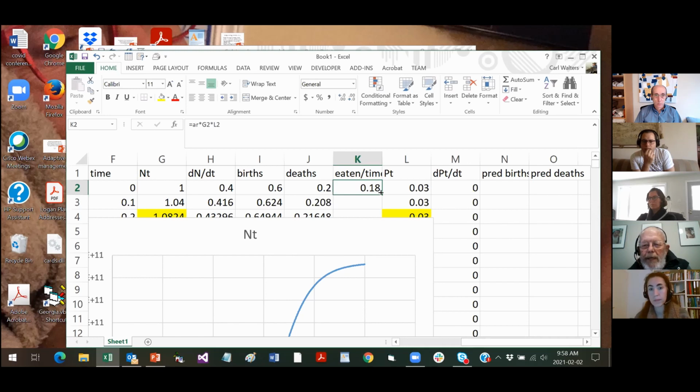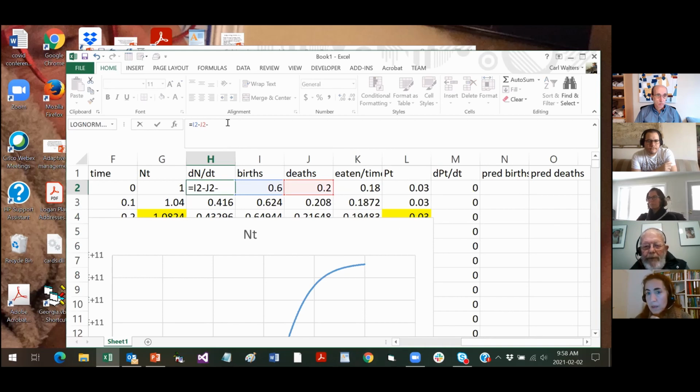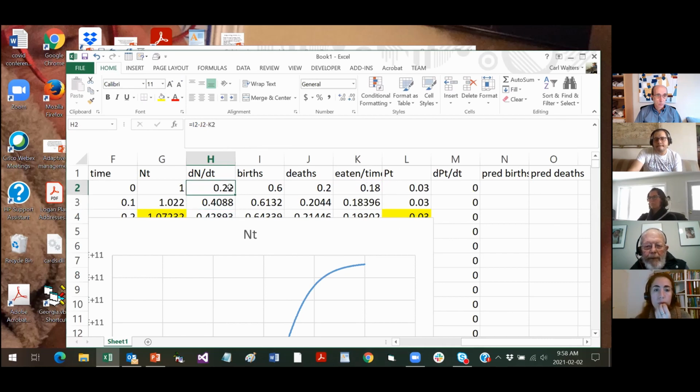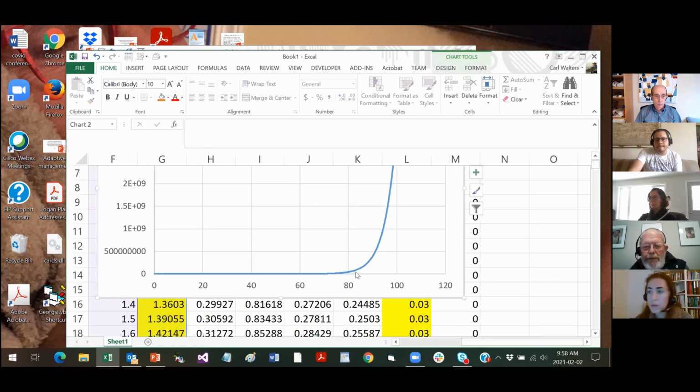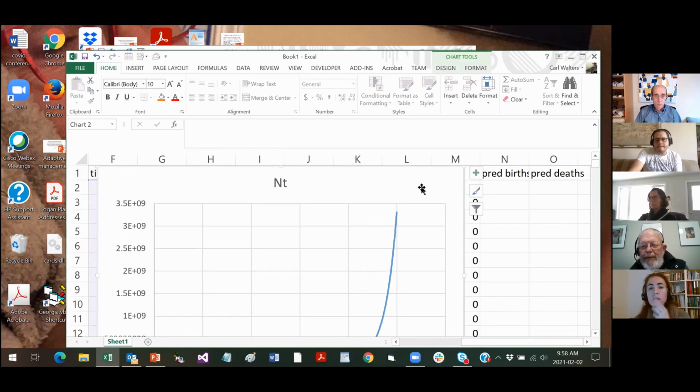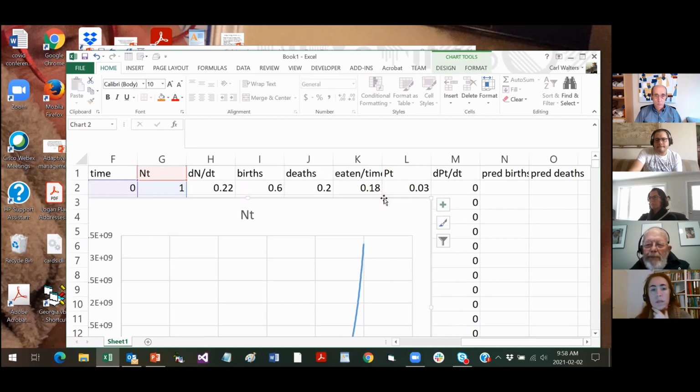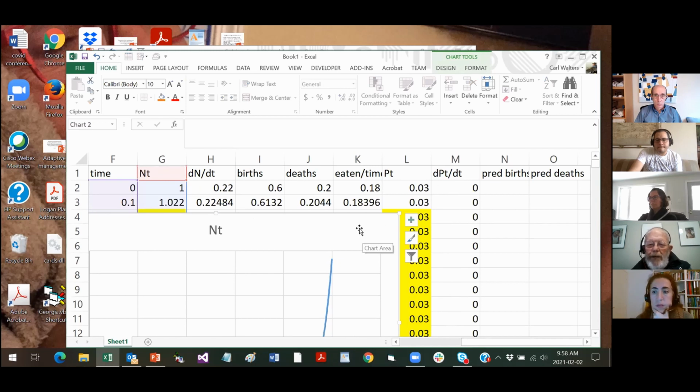Now I'm going to copy that down. Okay. And it's growing, but it isn't affecting the prey population because I now have to modify the prey rate equation to subtract off the number eaten per time. Now what you see is that this slows the population growth down a little bit, but nothing else because I haven't put any rate of change for the predator.